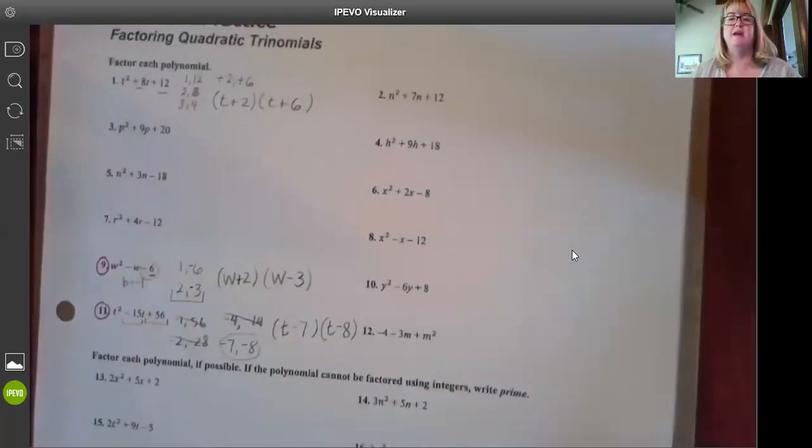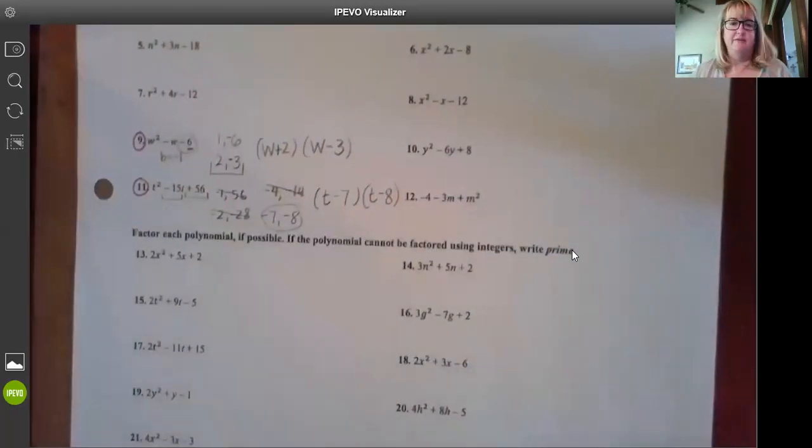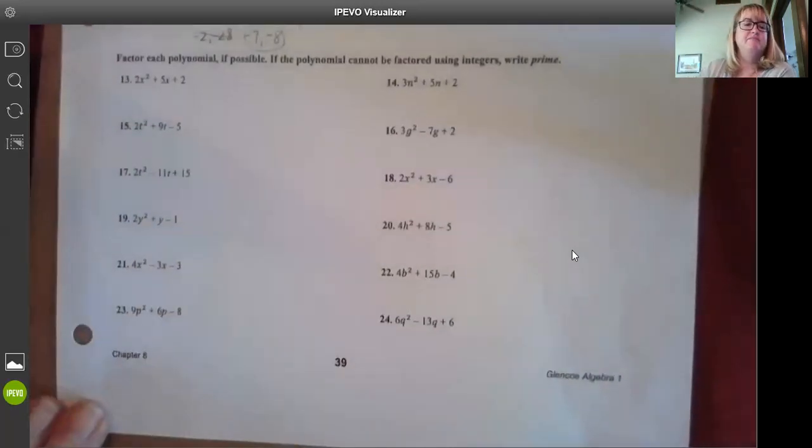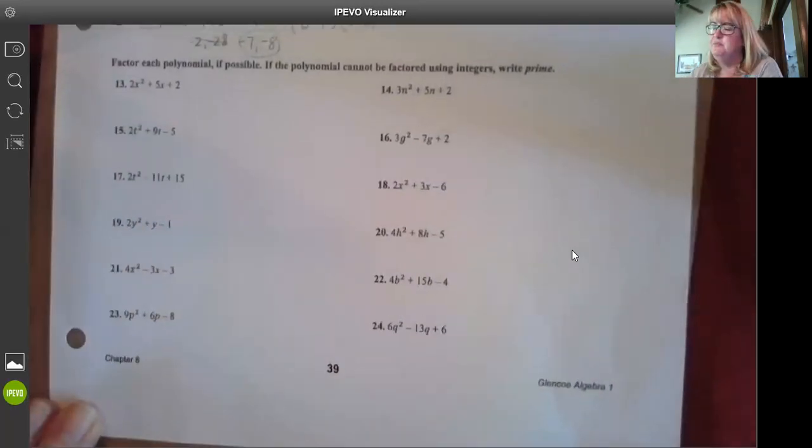Let's do a couple on your actual paper. And I didn't really decide which one. The last ones are usually more challenging. So let's do 23 and 24.